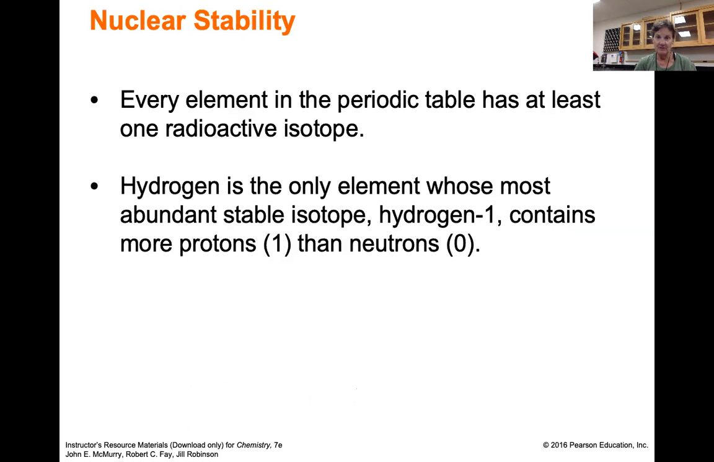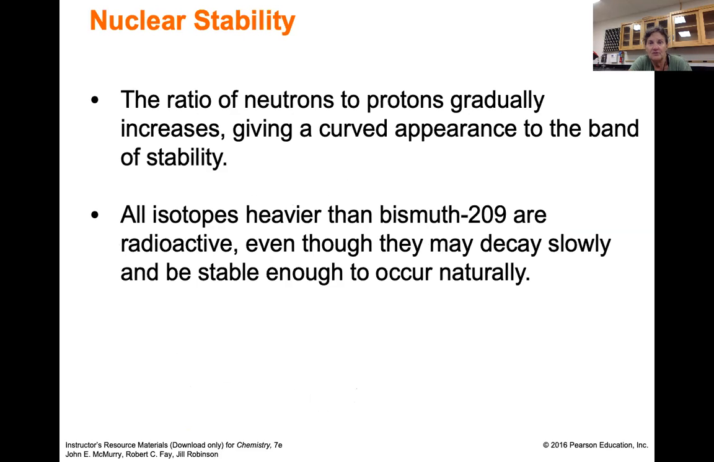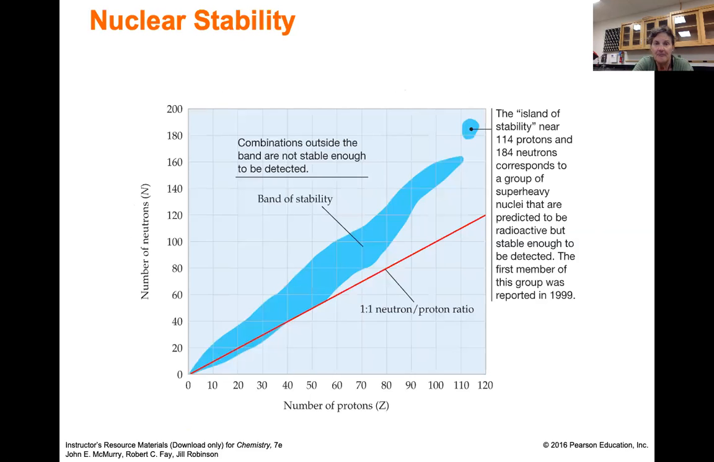Every element in the periodic table has at least one radioactive isotope, and hydrogen is the only element whose most abundant isotope contains more protons than neutrons. It has a proton and a neutron. The ratio of neutrons to protons gradually increases, giving a curved appearance to the band. So it's starting to curve upward as you get more neutrons per proton. I'm not going to ask you any of these questions on a test or anything, but it's interesting to understand what we know about what isotopes are stable.